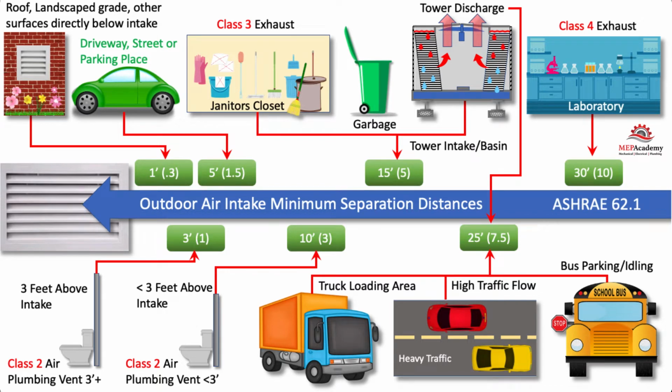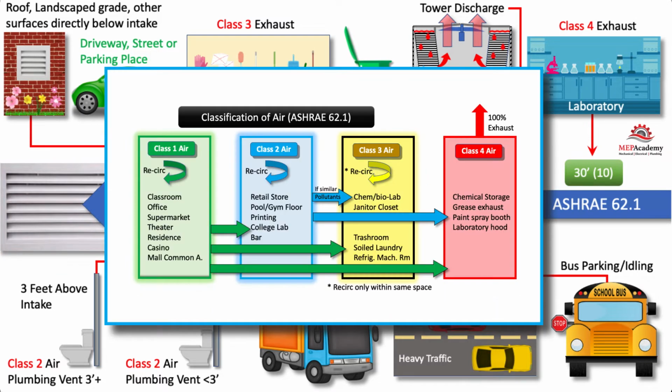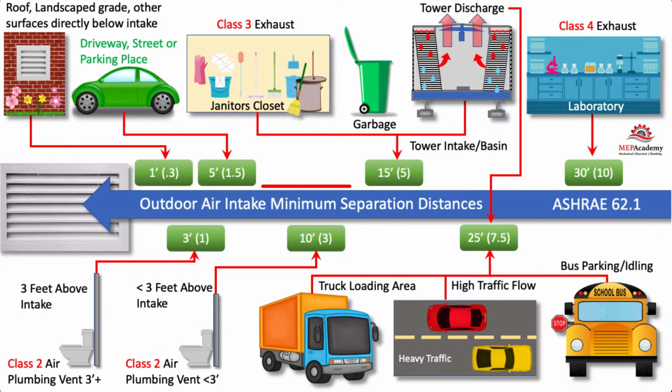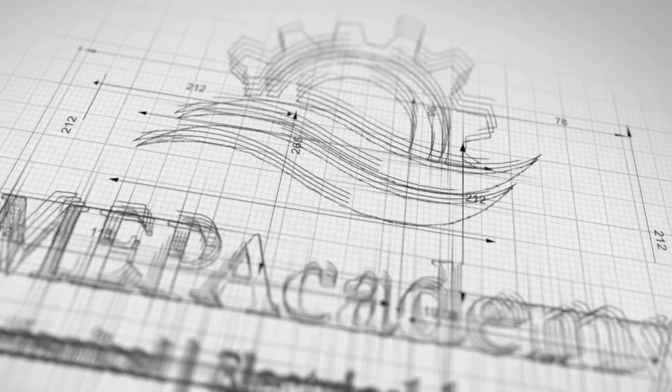In this video, we'll learn where outside air intakes can be located and why. We'll learn what the four classifications of air are and how they relate to outdoor air intakes, including their minimum separation distances as shown in ASHRAE 62.1, Table 5.1.